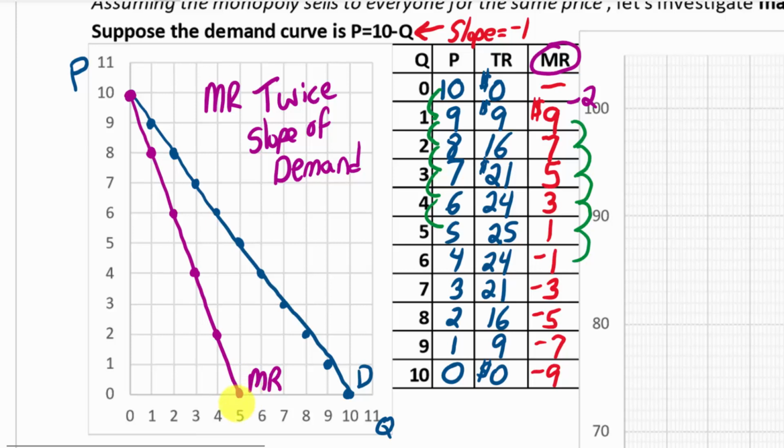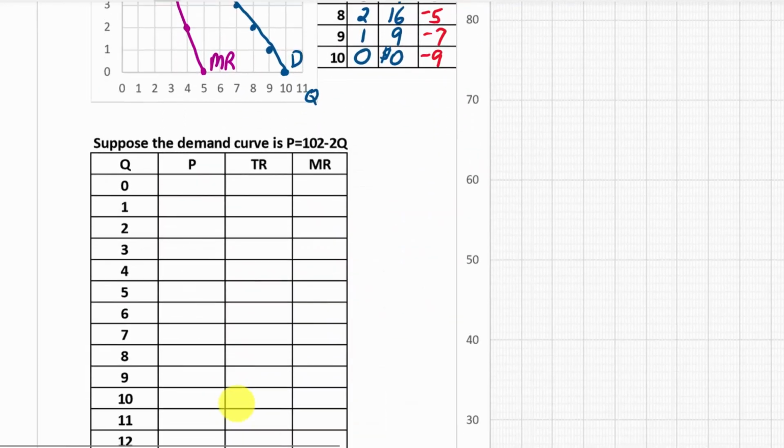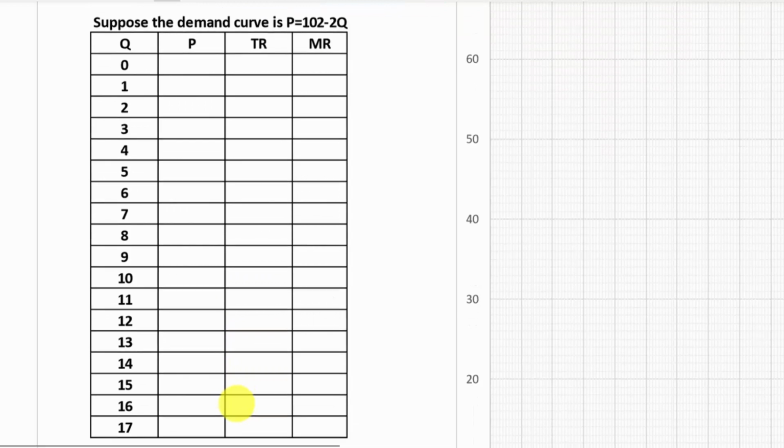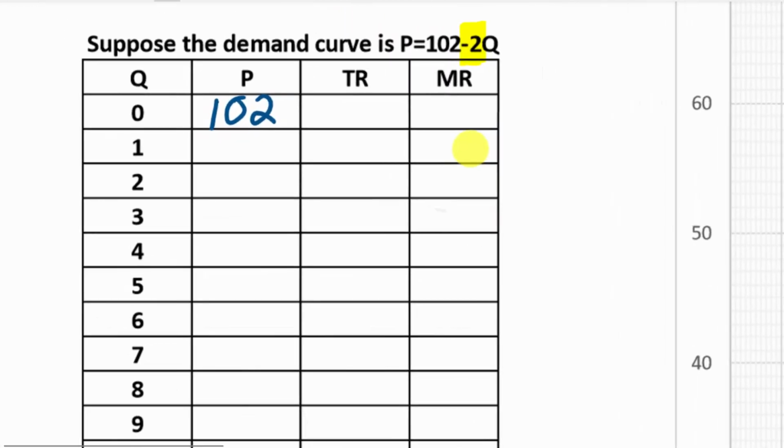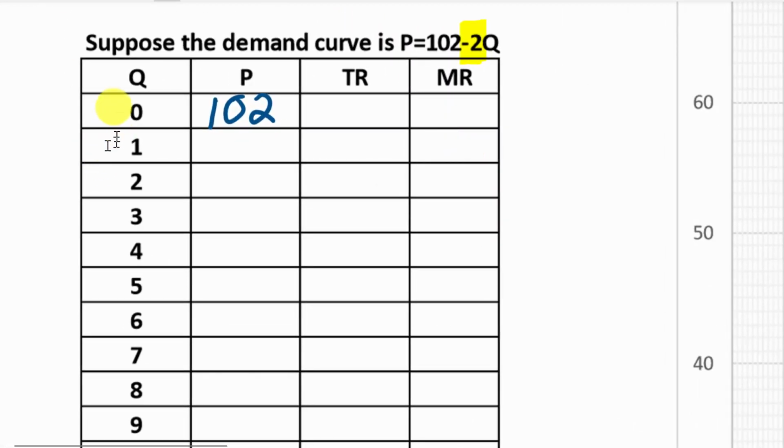Okay? All right, now let's look at this in a different example with a different demand curve. This is something that we can generalize. Okay, so here's a more complicated demand curve, I guess. Price equals 102 minus 2Q. So what we're going to see here is that if we want to sell 0 units, we could charge the y-intercept price, 102. But because the slope here is -2, every time we want to sell 1 more unit, we're going to have to cut our price by 2.